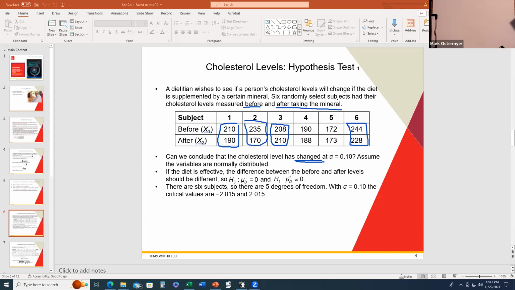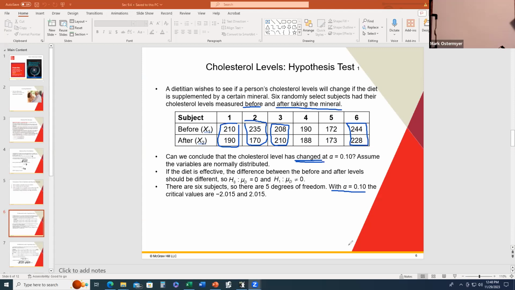Okay, where the mean differences is not equal to 0, meaning that there is a difference between the cholesterol levels of a subject before and after they take this mineral supplement, versus the null hypothesis that says essentially there is no difference. All right, so these will be the hypotheses we'll be testing. It's a 2-tailed test. There's 6 subjects, so there will be 5 degrees of freedom, and we're testing at the 10% level of significance. The critical values would be positive and negative 2.015.